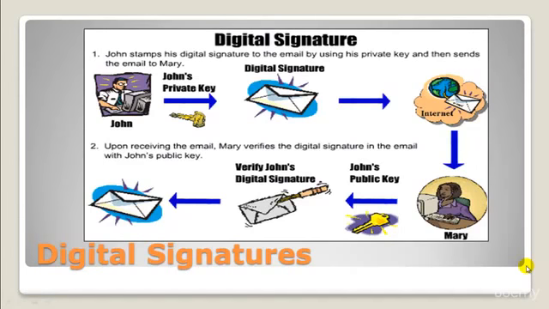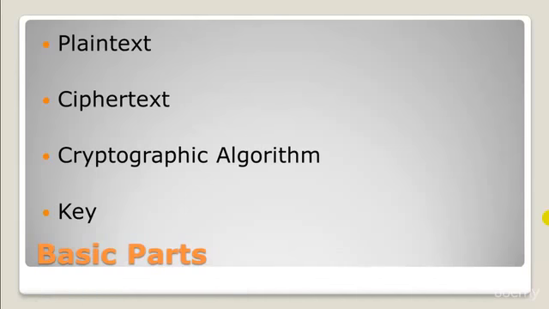Starting off with the basic parts, there are four basic parts in cryptography. The first one is the plaintext. It is unscrambled information to be transmitted, and it could be a simple text document, a credit card number, a password, a bank account number, or sensitive information such as payroll data, personal information, or a secret formula being transmitted between organizations.